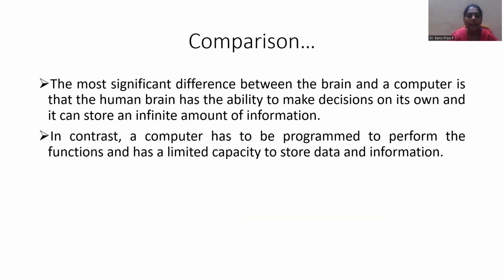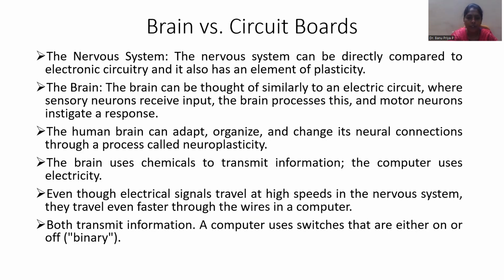So when we compare, obviously, the brain and the computer are both able to make some decisions. However, the brain can make its own decisions and it can store an infinite amount of information. In contrast, the computer can only be pre-programmed. It has limited capacity to store and does only limited functions.